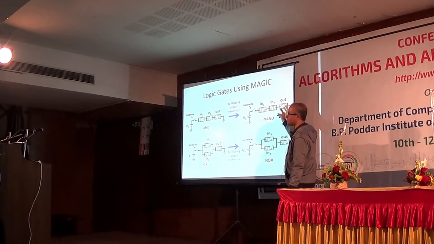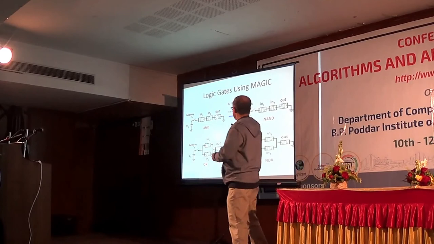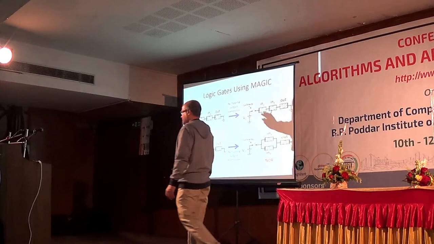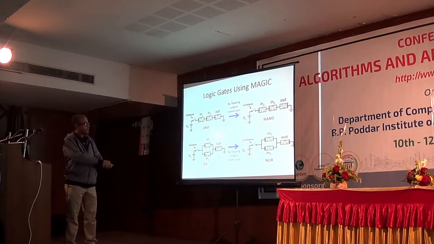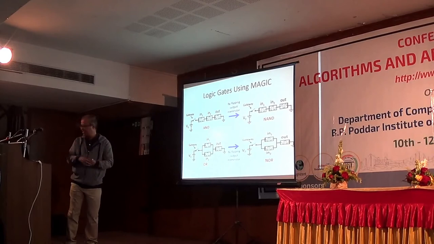Okay? So using MAGIC, we can implement all four kinds of gates. But we shall see, I shall show it a little later, that with respect to the crossbar, you can only implement NOR because of the polarity. I shall come to it. So I am skipping a few slides because I have already explained.